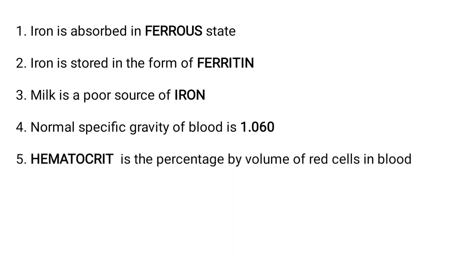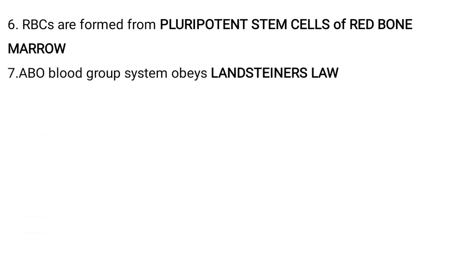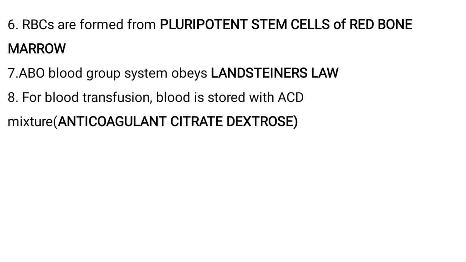Hematocrit definition, it is the percentage by volume of red blood cells in blood. Next one, RBCs are formed from pluripotent stem cells of red bone marrow. Next one, ABO blood group system obeys Landsteiner's law. Next, for blood transfusion, blood is stored with ACD mixture, that is anticoagulant citrate dextrose mixture.